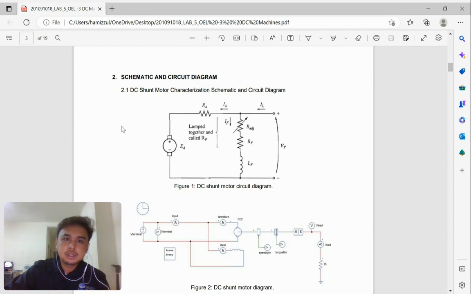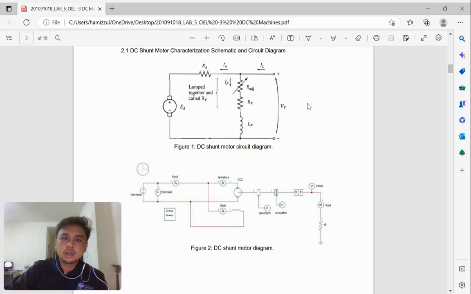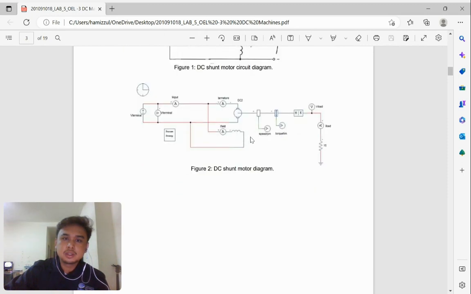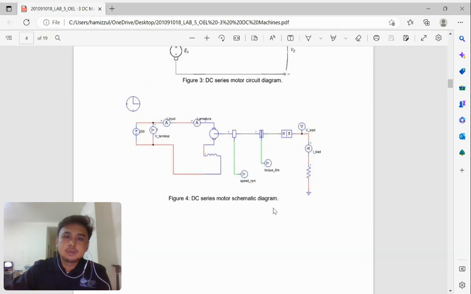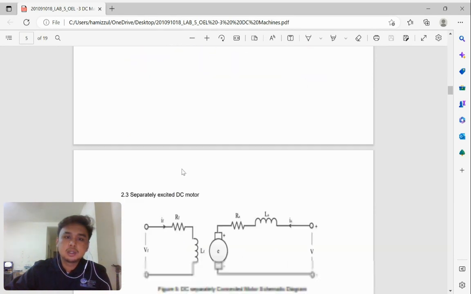For the schematic and circuit diagram, this represents the DC shunt motor characterization schematic and circuit diagram. As we can see, the connection with terminal voltage is in parallel. And this is the schematic diagram on the PSIM simulator. The same goes for the DC series, where the connection is in series. And this is the schematic diagram on the PSIM simulator.